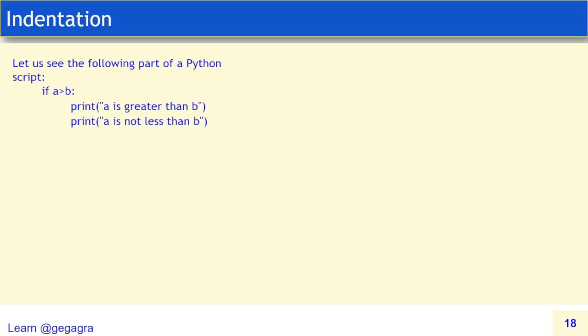As soon as this condition is evaluated, if this condition is true, then the statements which follow the condition, print A is greater than B and print A is not less than B, these two statements will be executed only when A is greater than B. You have to notice here that these two statements are indented, and it shows that they are under the condition A greater than B. When the condition is true, only then these two statements will be executed.